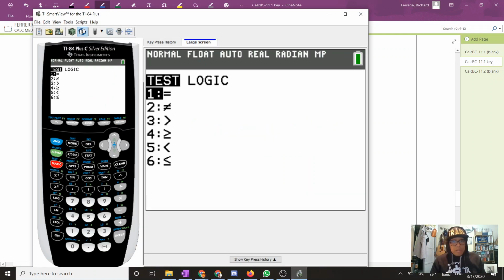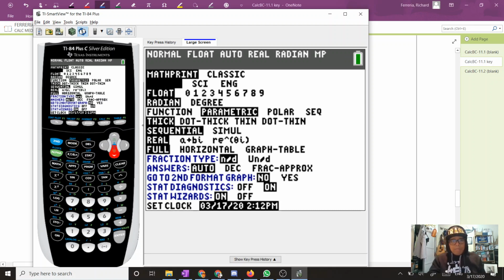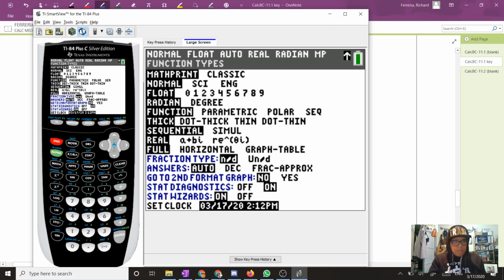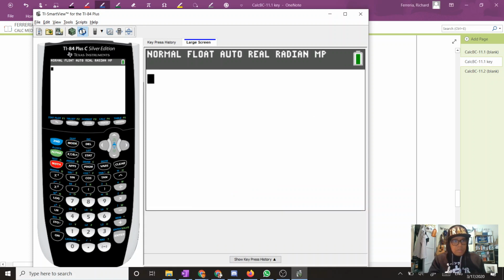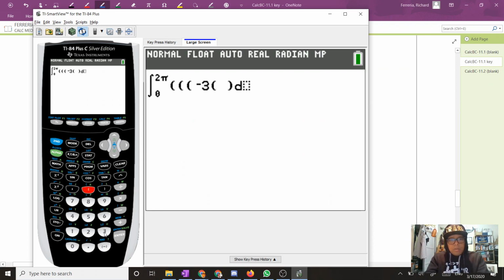Let's get back to the home screen. Actually, I'm about to do some math, so it's better to be in function mode. Okay, and now that we're in function, we'll go to the home screen and we'll integrate. We're going from 0 to 2 pi. Okay, and then my x was negative 3, oh, was it sine or cosine? Cosine squared. Cosine of x.